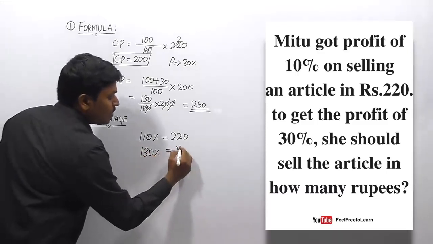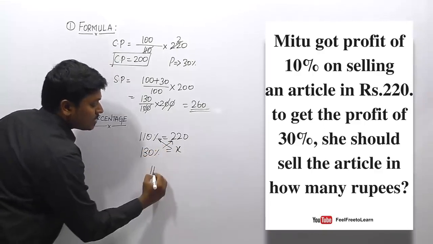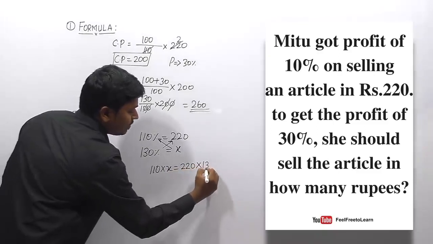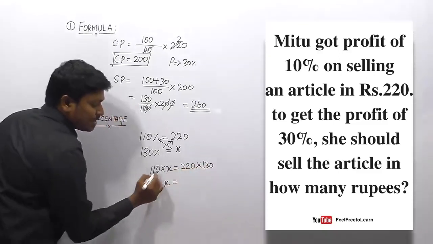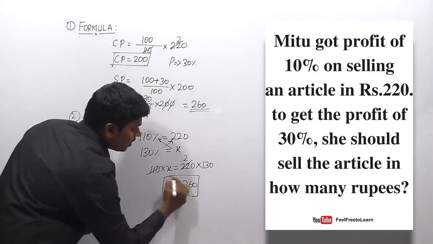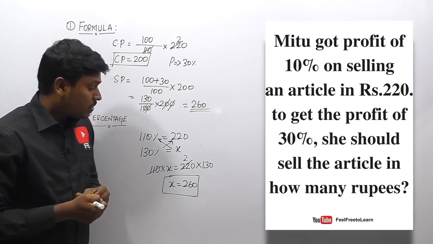So we need to find what 130 percent is. Just cross multiply this. So this can be taken as 110 into x is equal to 220 into 130. So x is equal to, we can cancel 100, x is equal to 130 into 2, which will be 260. So finally we got, if she wants a 30 percent profit, then Mittu should sell the article for 260 rupees.